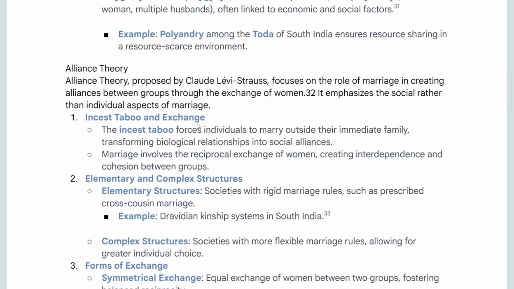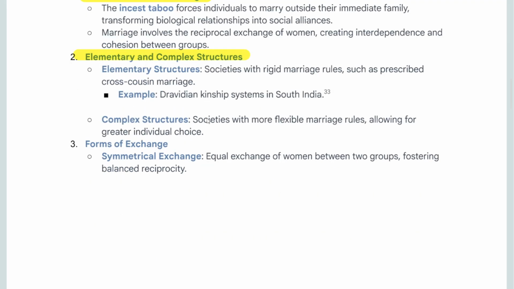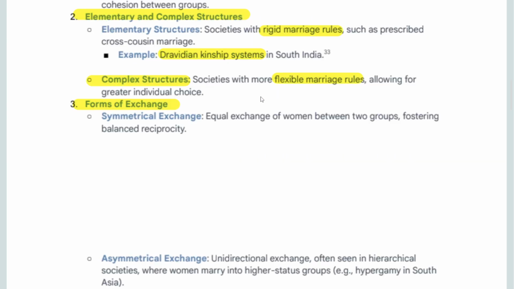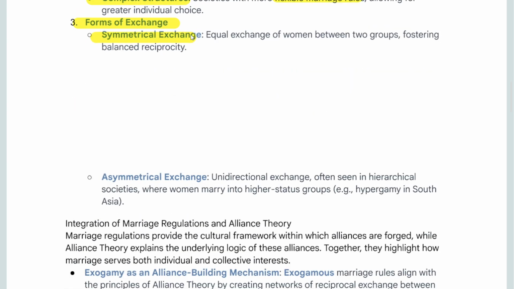Exactly. And he talked about elementary structure societies with rigid rules like prescribed cross-cousin marriage you see in South India, very clear who you exchange with, and complex structure societies with more flexible rules, more individual choice, like modern Western societies. The exchange is less direct, more diffuse. And this exchange, it can be equal or unequal. Right. Symmetrical exchange is like a direct swap between two groups. Asymmetrical is more one way, like hypergamy, where women might consistently marry into higher status groups.